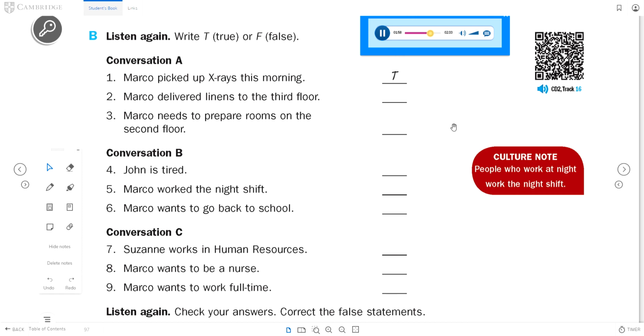A nurse? That's great, Marco. I want to go to nursing school full-time and work part-time. That's a great idea. A lot of employees do that. Can I work part-time here at Valley Hospital? I don't know. Can you come back tomorrow? I'll find out about part-time jobs for you. Sure. Thanks, Suzanne. See you tomorrow.